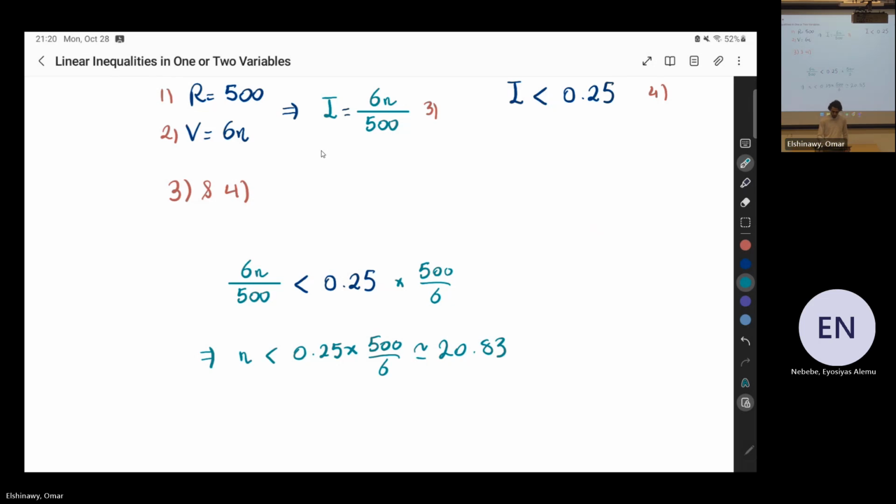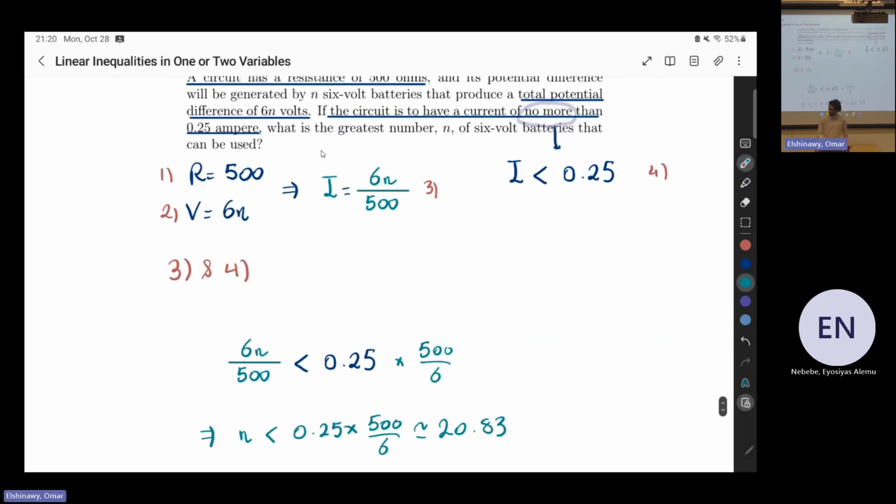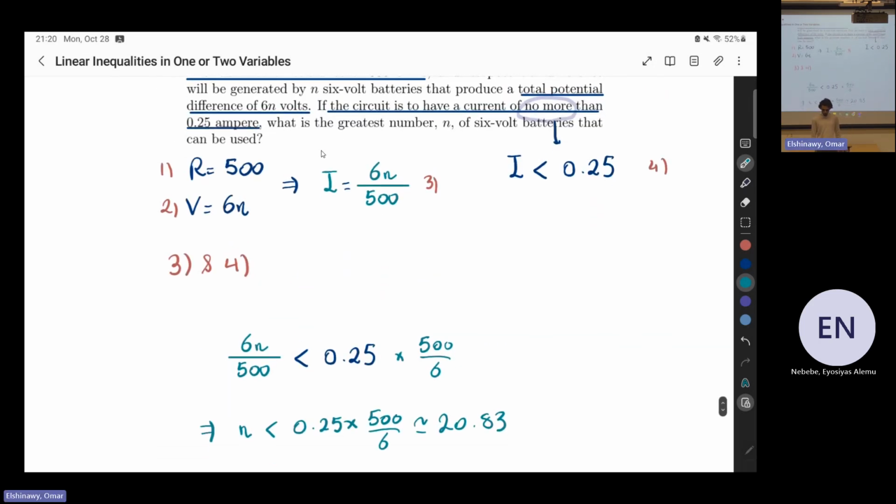20.83. Yeah, exactly. So this is a sign for approximation. So you use the tilde for approximation. That's okay.